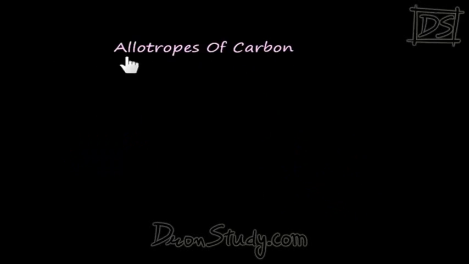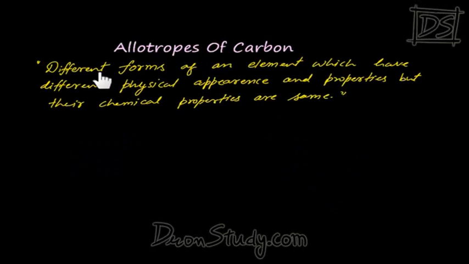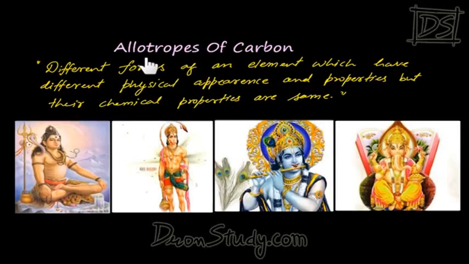Firstly, let's talk about what allotropes are. Allotropes are different forms of an element which have different physical appearance and properties, which means different forms of the same element whose physical appearances are different and whose physical properties such as mass, size or boiling point are different, but their chemical properties are the same. To understand allotropes, let me give you a simple example.